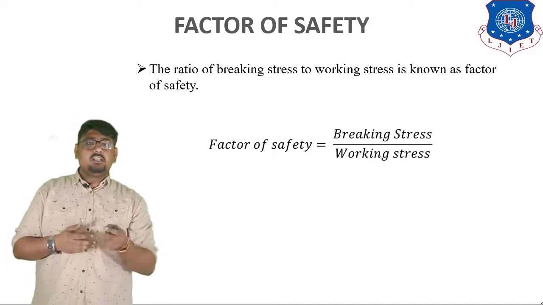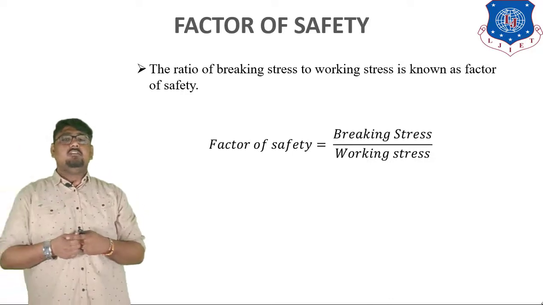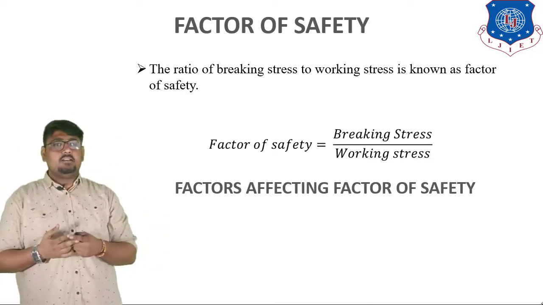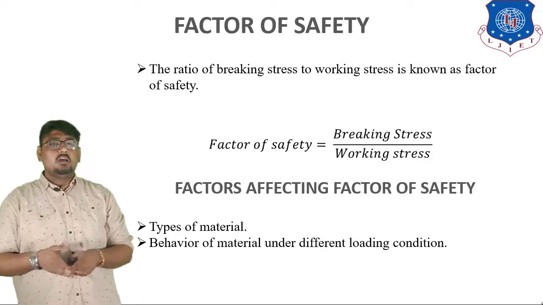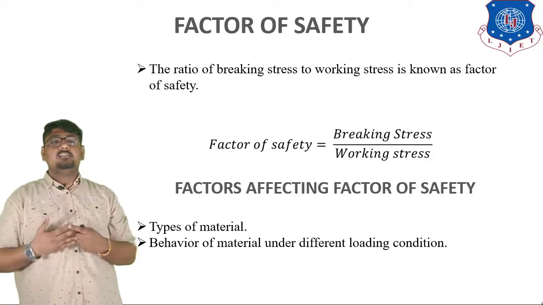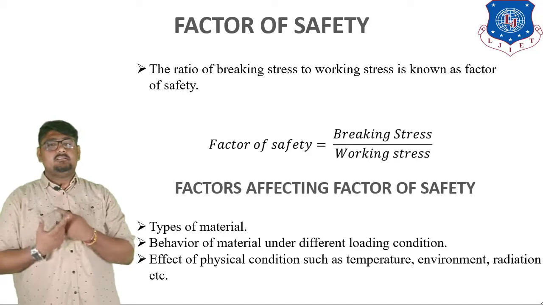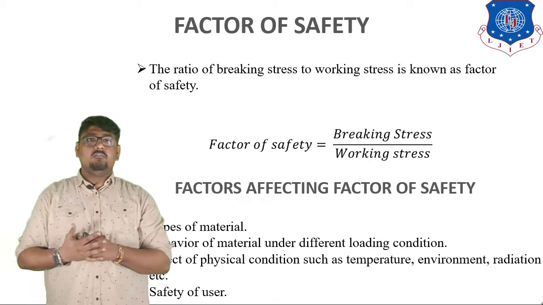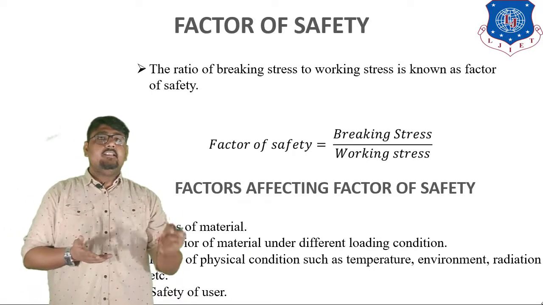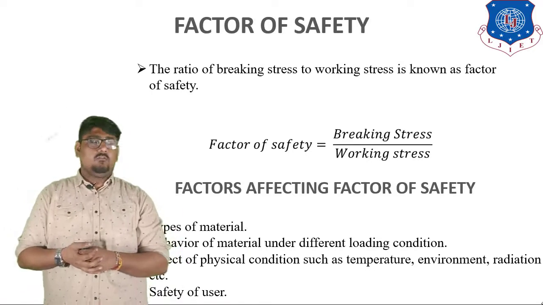Okay? So there are various factors affecting the factor of safety. They are the type of material, the behavior of a material under different loading conditions, the effect of physical conditions such as temperature, environment, radiations, etc., and the safety of the user, as I have discussed. If human life is involved, then a higher factor of safety is required.